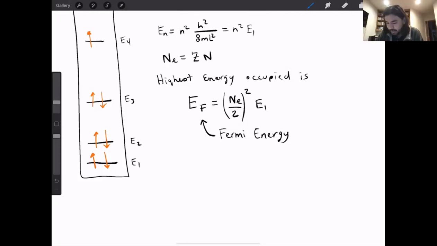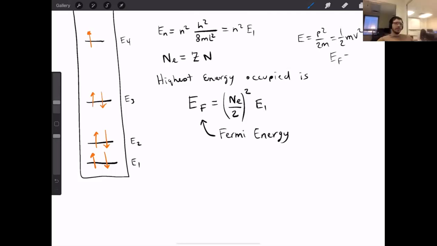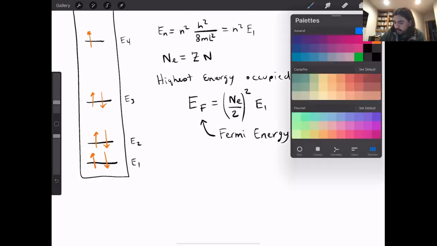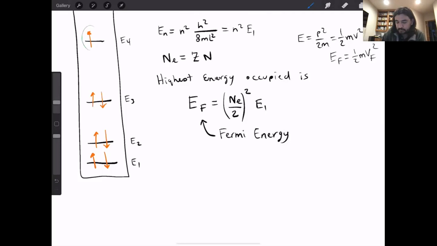So we said that energy is equal to P squared over 2m, which is also 1/2 mv squared, right? So at the Fermi energy, you can also write it this way, and that will give you the Fermi velocity. So the particle that is all the way up here is the one that has the Fermi velocity of the system.